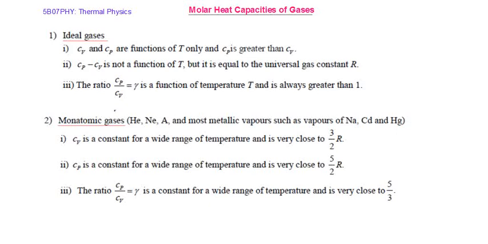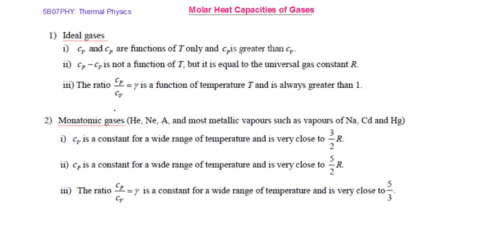So first we discussed the heat capacities and its two different types, heat capacity at constant pressure and that at constant volume. Now let us summarize the idea of heat capacities for gases, for various groups of gases. So let's begin with the case of ideal gases.